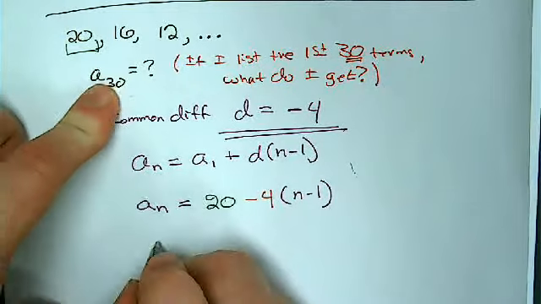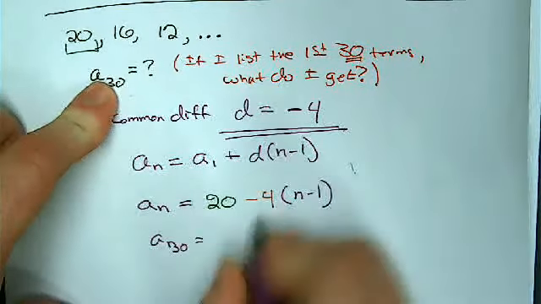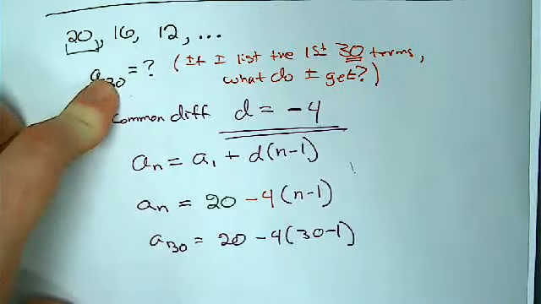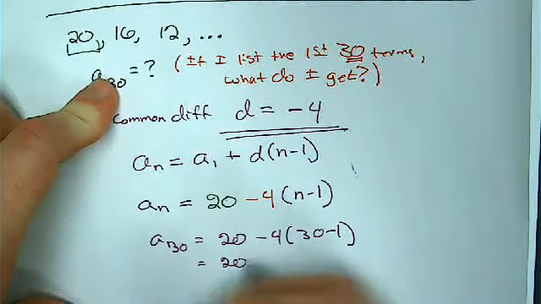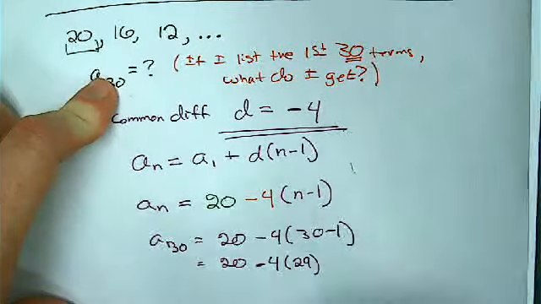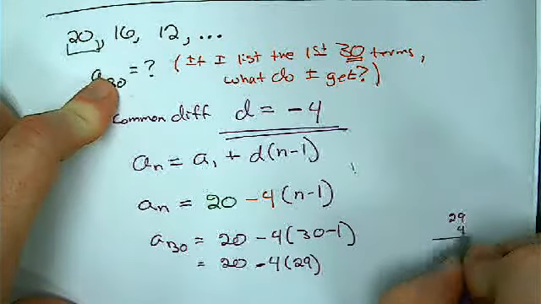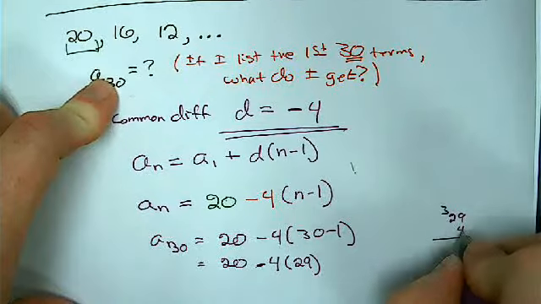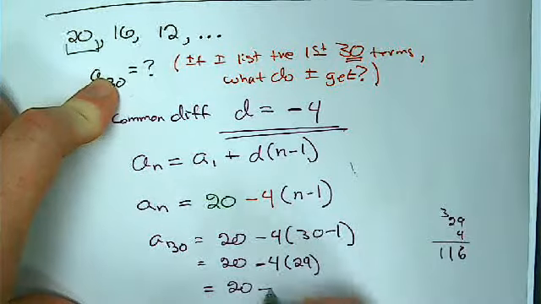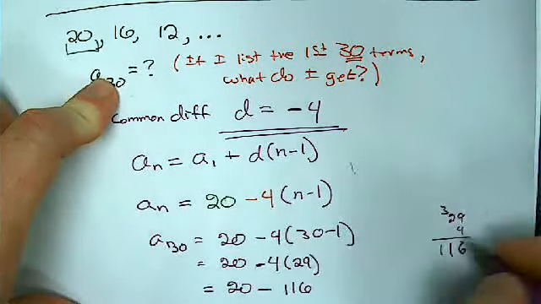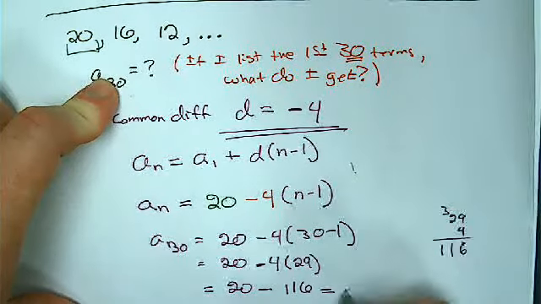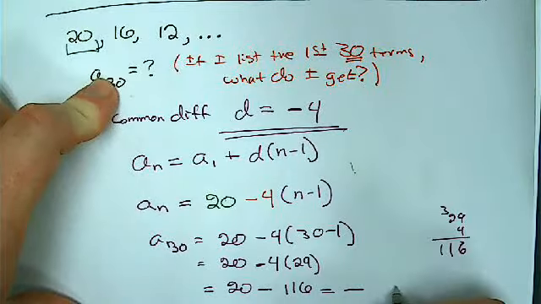So now if I want the 30th term, if I were to go out 30 times, what would I get? Well, let's look at a sub 30, which is going to be 20 minus 4 times 30 minus 1. Now I just have to do all the math in here. Negative 4 times 29. I don't have my calculator, so 29 times 4: 4 times 9 is 36, carry the 3, 8, 3, 116. So 20 minus 116. That gives me negative 96.